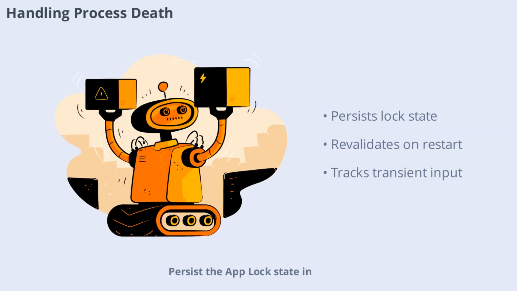Persist the app lock state in encrypted storage to handle process death scenarios. On app restart, revalidate authentication and use SavedStateHandle to track transient input like entered PINs. This approach ensures that your app remains secure, even after unexpected terminations.